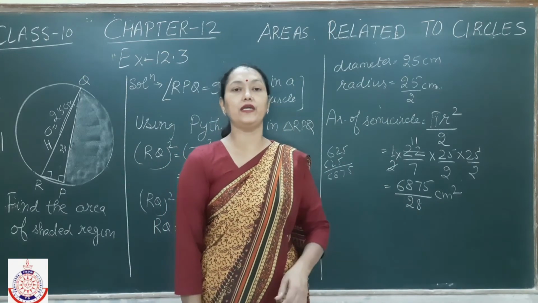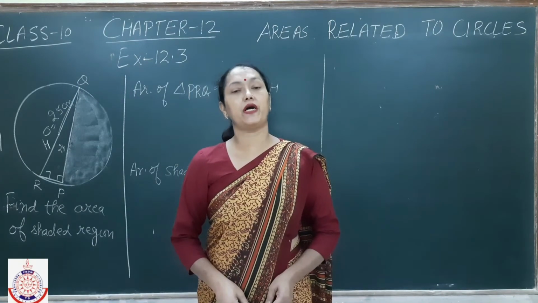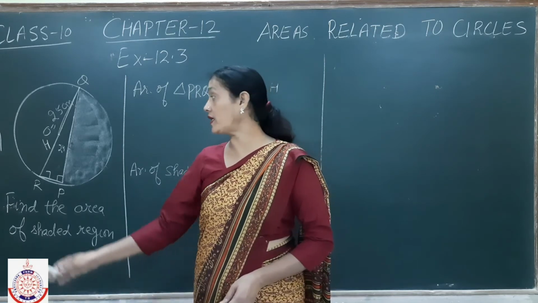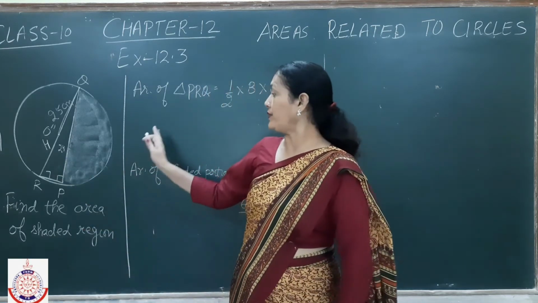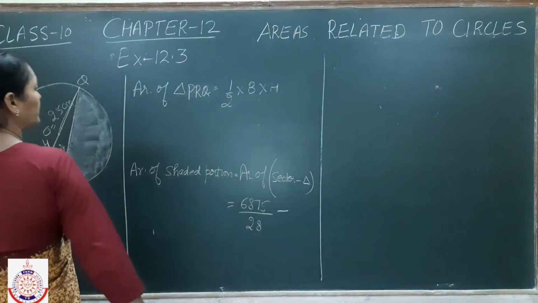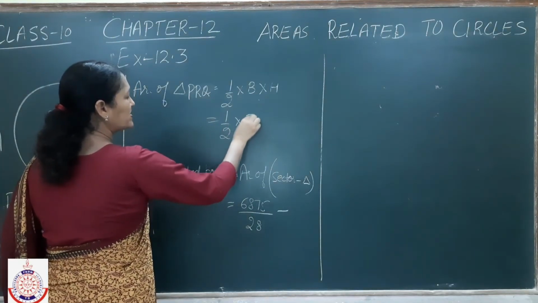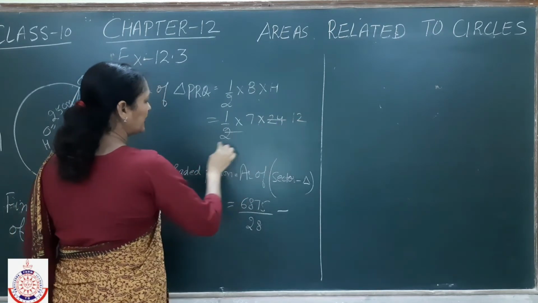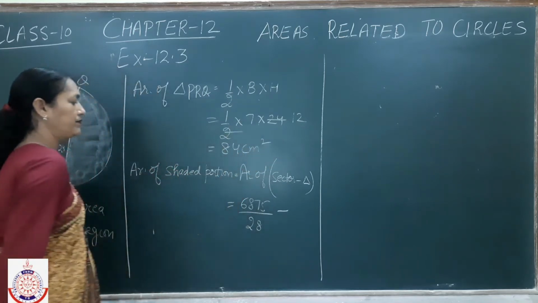Now we will calculate the area of the triangle. For finding the area of triangle PRQ, we will use the formula half base into height, because this triangle, as I have already told you, is a right angle triangle. Now the base is 7 and the height is 24. So we find the area by half into 7 into 24. After cancellation, we get the area as 84 centimeters square.